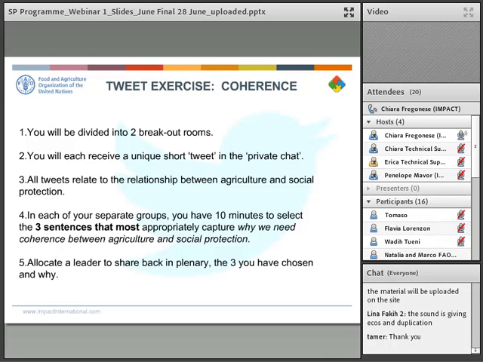So after 10 minutes, we will come back into this room, this plenary, and we will want to hear from each group which are, according to you, the 3 sentences that most appropriately capture why we need coherence between agriculture and social protection. So the best thing is to allocate a leader to share back in plenary the 3 that you have chosen and why.